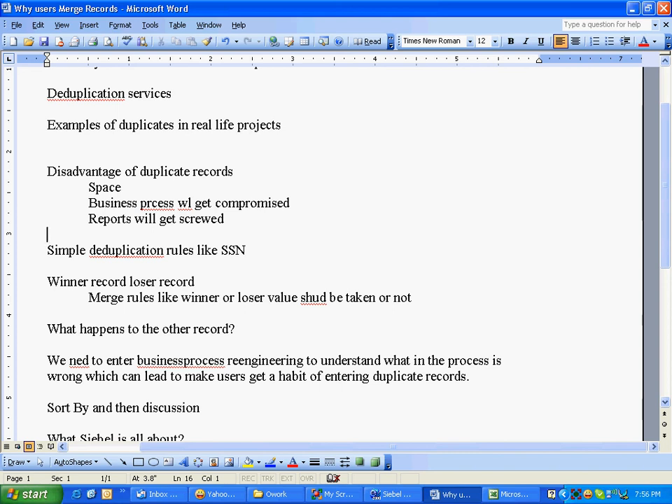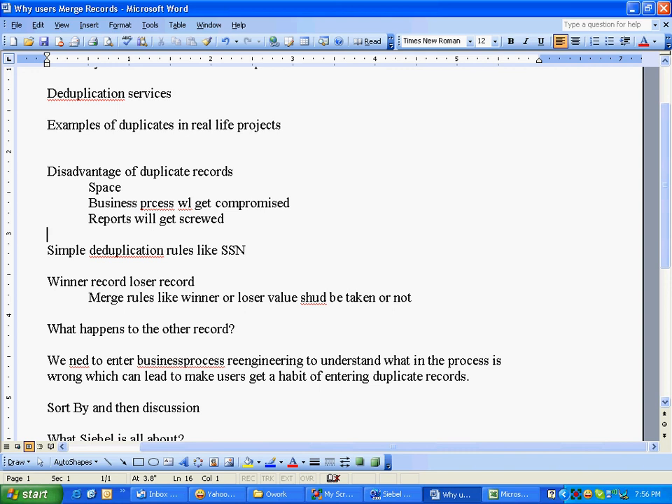CEOs, VPs, directors, sales directors, VPs of sales, they always want to know what's happening in the company, how many premium accounts we have, how many gold accounts we have. They have a lot of business philosophy around finding these more important customers and finding out what can be done and what cannot be done, and so on and so forth. But these reports will not work properly if deduplication does not take place properly.